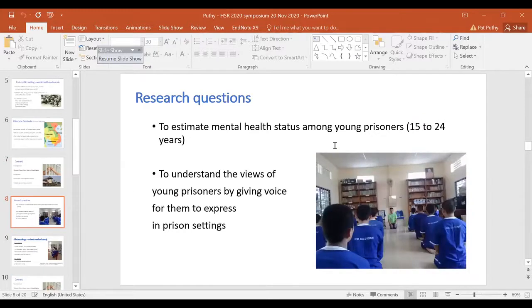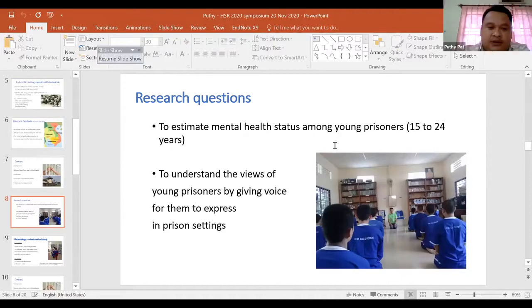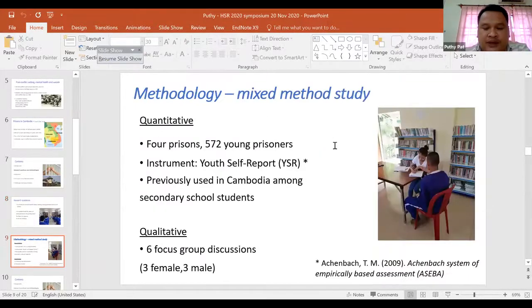Okay, sorry. So we also conducted a focus group discussion with those young prisoners to understand their views on mental health and to give them the opportunity to express their needs in the prison setting. So in order to achieve these research questions, we conducted both a quantitative and a qualitative study.